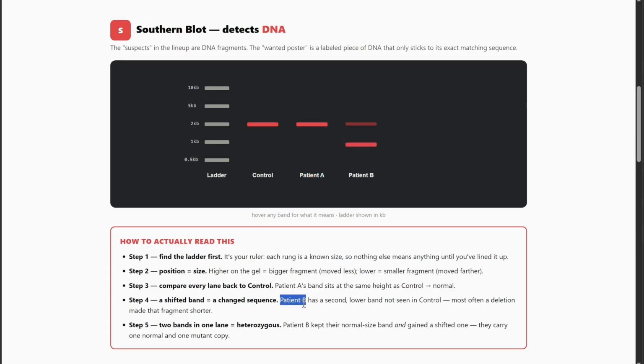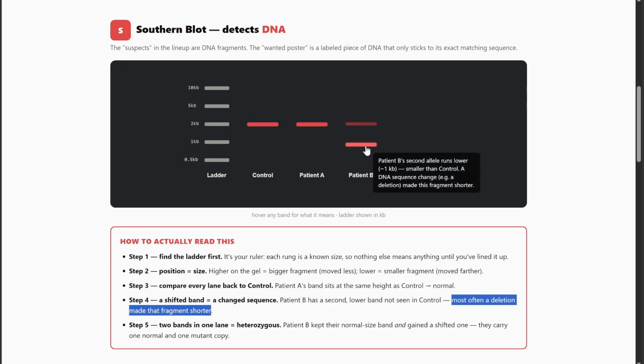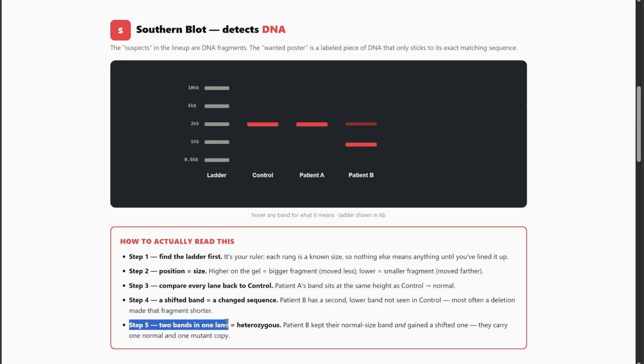And patient B has a second lower band not seen in control. Most often a deletion made that fragment shorter. So you can see something has changed here, and this band is lower than this band. So then step 5 is 2 bands in one lane, so heterozygous.